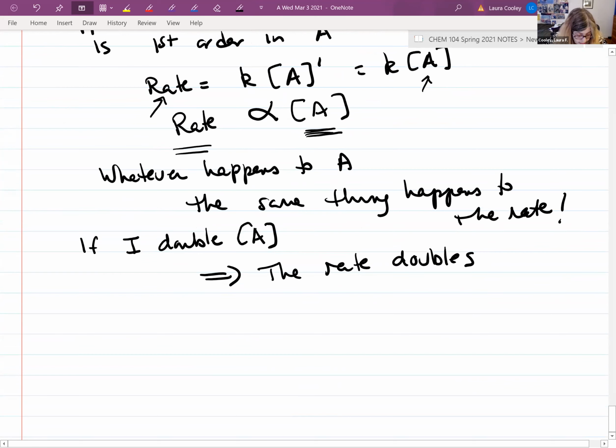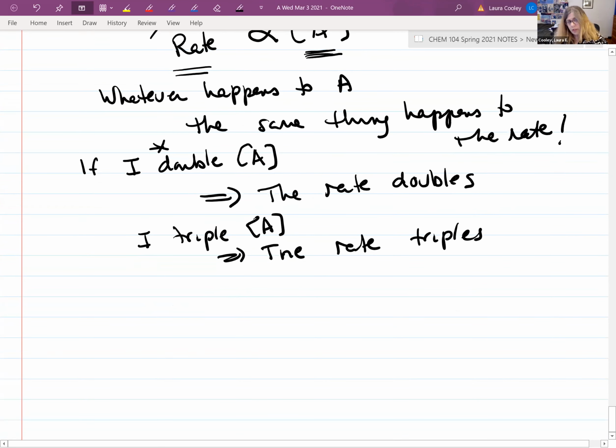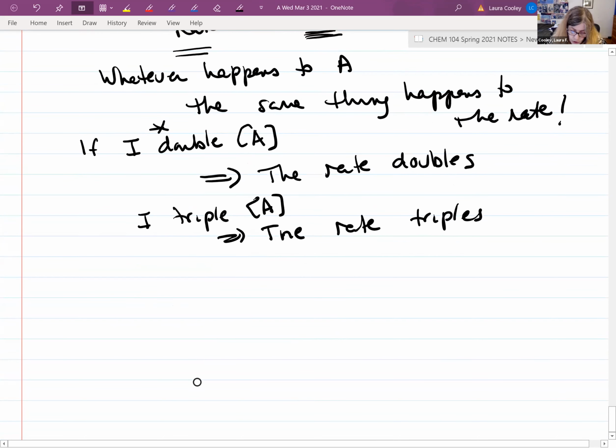Let me give you a very simple example. If I tripled the concentration of A, the rate would triple. But usually in this class, we focus on what happens when you double the concentration of a reactant. So let's give you an example. Suppose the concentration of A is 5 molar, right? That just means molar concentration units.